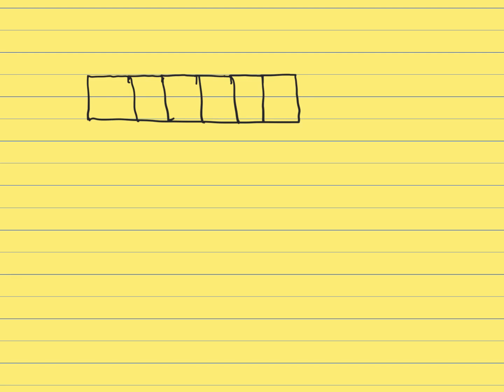Okay, so I've drawn a tape model, and we're talking about 6 because I have 6 parts. So let's just say that I have a total of 24. You know that, because you're great at multiplication, you're going to have 4 objects in each of these parts, because they have to be equal.